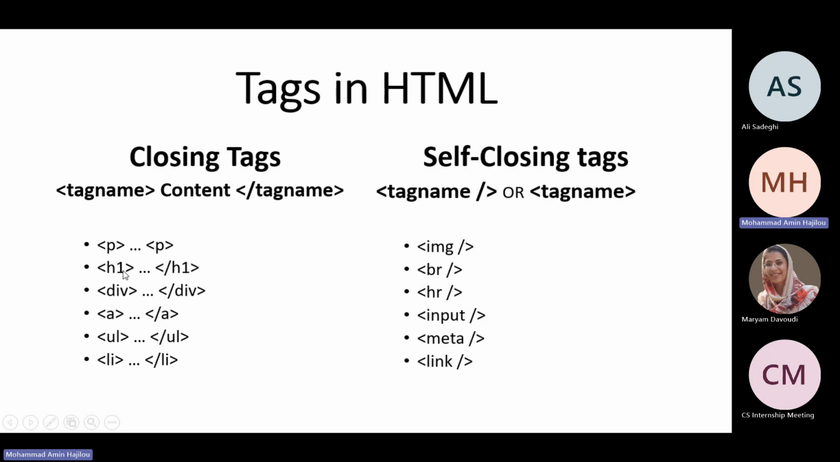P is for paragraph. H1, H2, H3 to H6 are for different sizes of headings. Div defines a container or division used to group elements. A is for hyperlinks, UL is for lists, and LI is for list items.